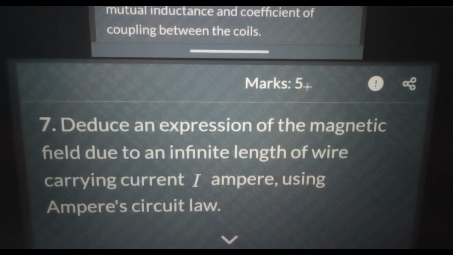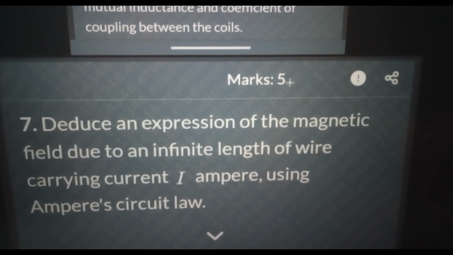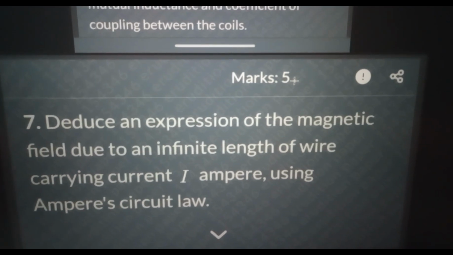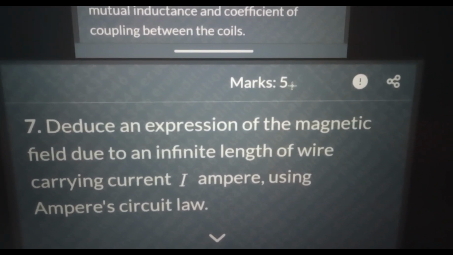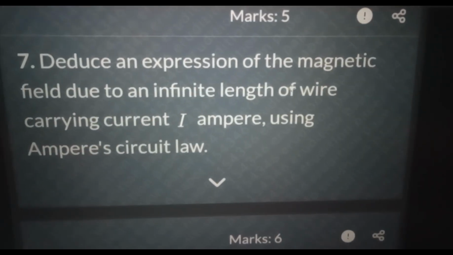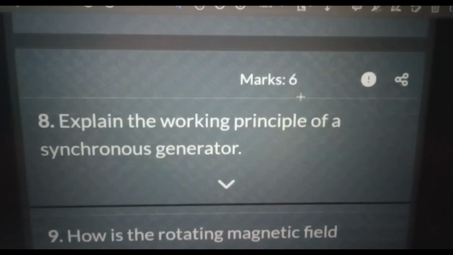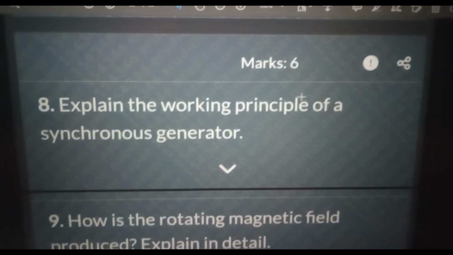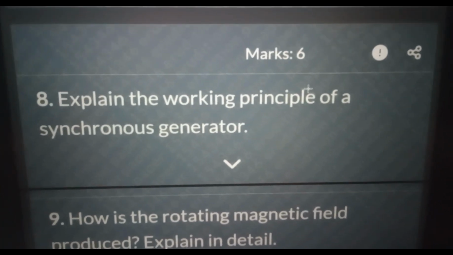Number 7. Deduce an expression of the magnetic field due to an infinite length of wire carrying current I ampere using Ampere's circuital law. Number 8. Explain the working principle of a synchronous generator.